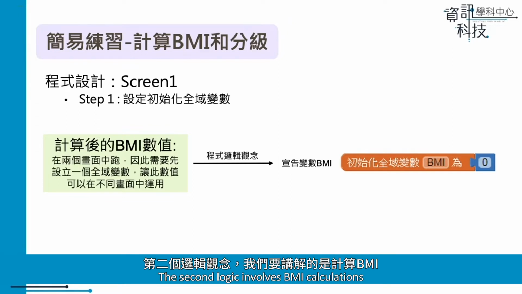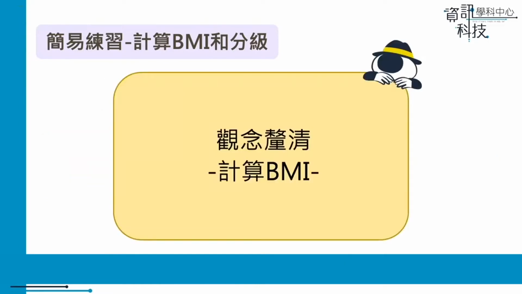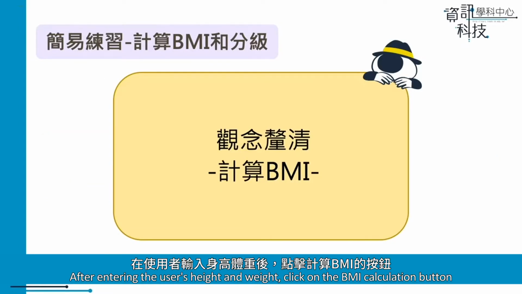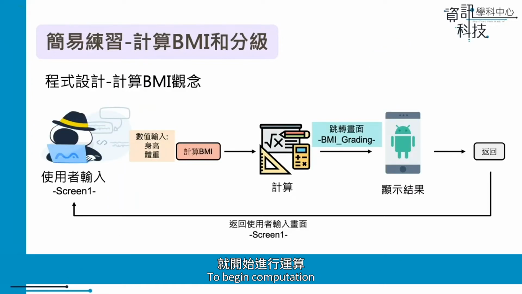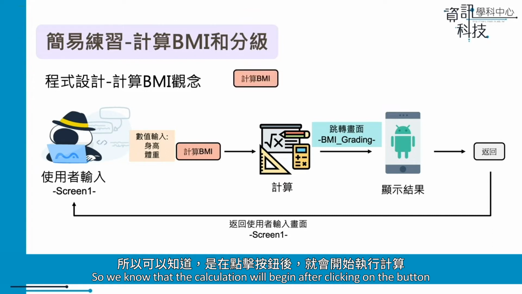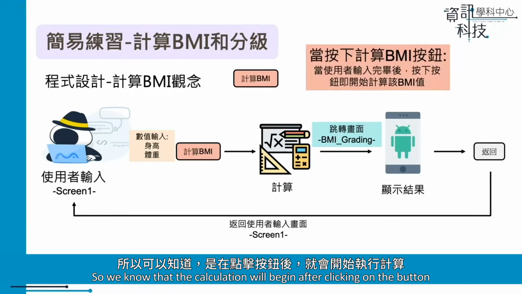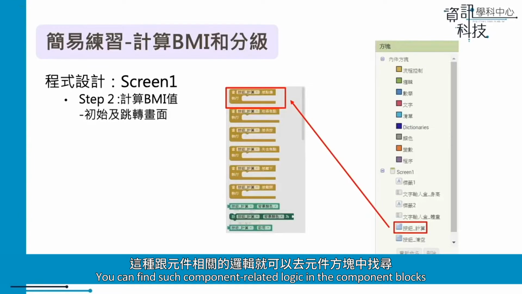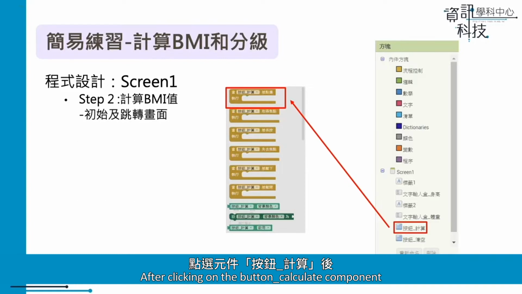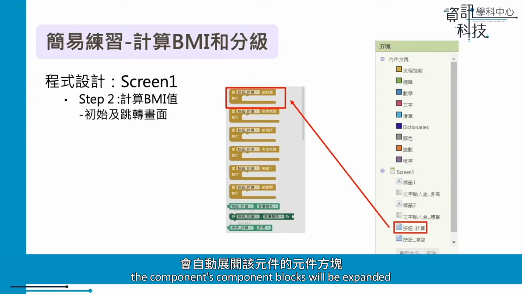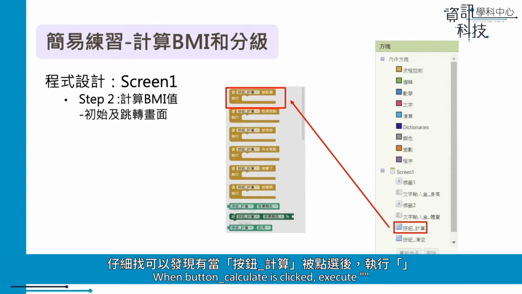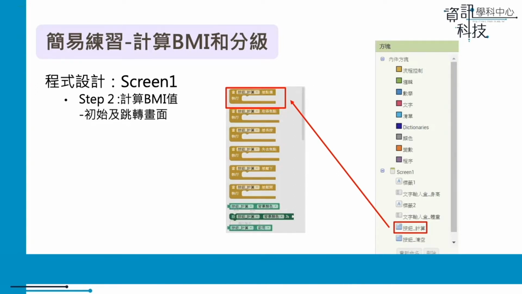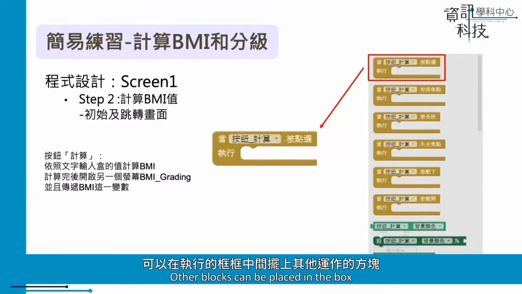The second logic involves BMI calculations. After entering the user's height and weight, click on the BMI Calculation button to begin computation. So, we know that the calculation will begin after clicking on the button. You can find such component-related logic in the component blocks. After clicking on the button Calculate component, the component's blocks will be expanded. When button Calculate is clicked, execute. Other blocks can be placed in the box.